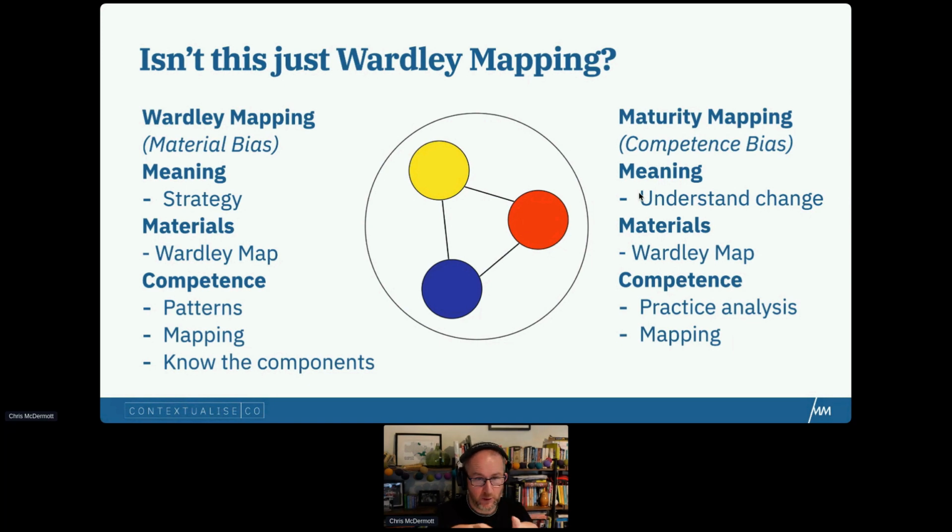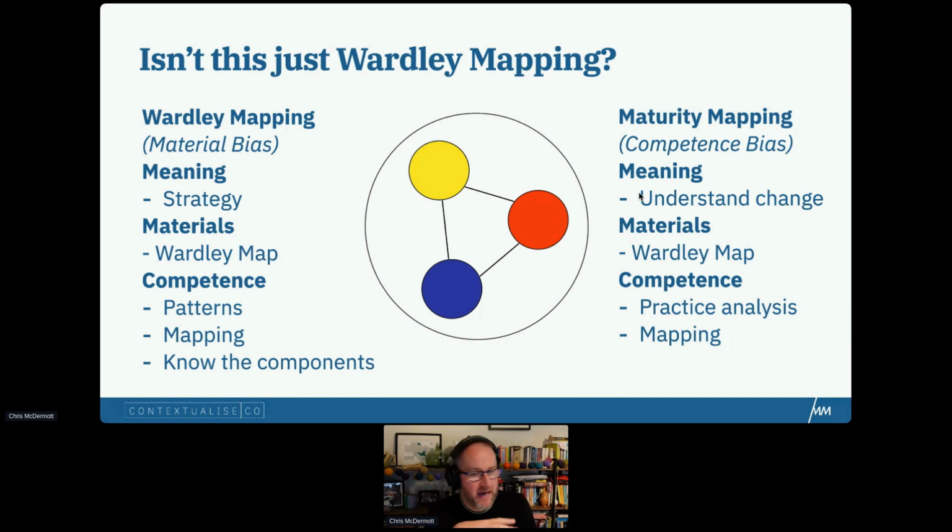Materials are most certainly Wardley maps. The competence then becomes about practice analysis, and shared with Wardley mapping, it's about the practice of mapping. Wardley mapping maybe errs towards what you have or want to have, whereas with maturity mapping, it's about what you do and want to do.